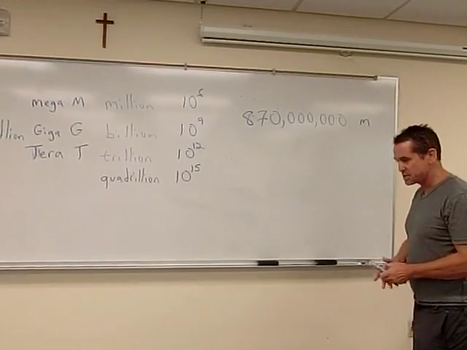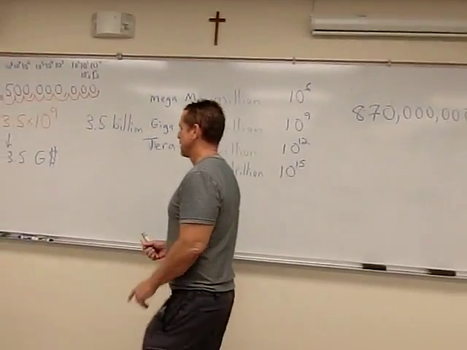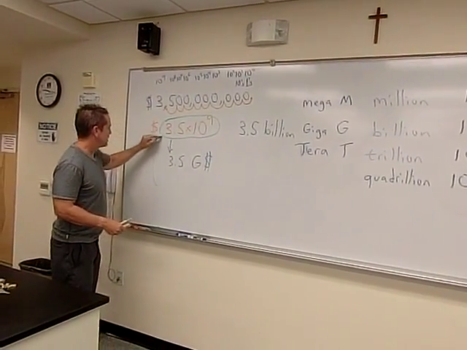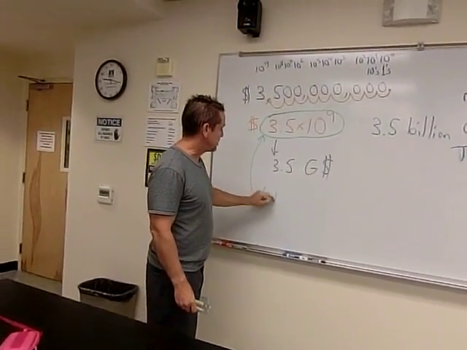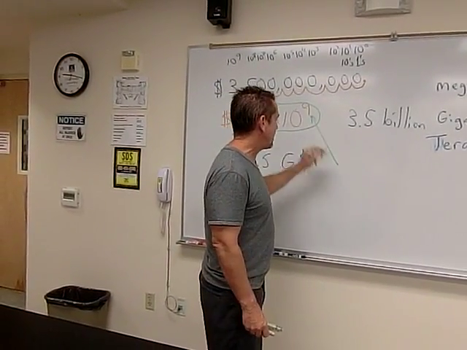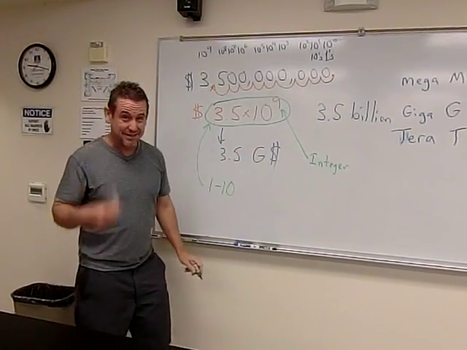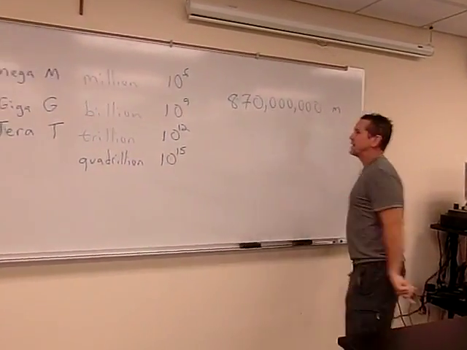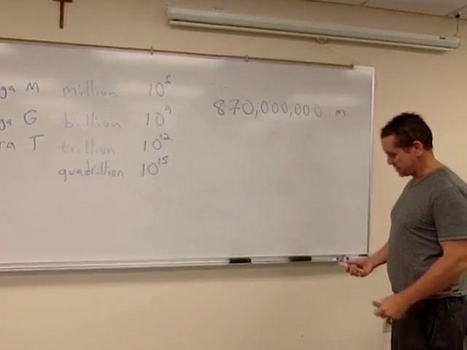So to do it in scientific notation, the rule is, we come back over here. You've got some number, here the 3.5, and that number should be between 1 and 10. And then it's multiplied by 10 raised to a power, and that power should be an integer. So here we got 870 million meters. So we're going to write that in scientific notation.